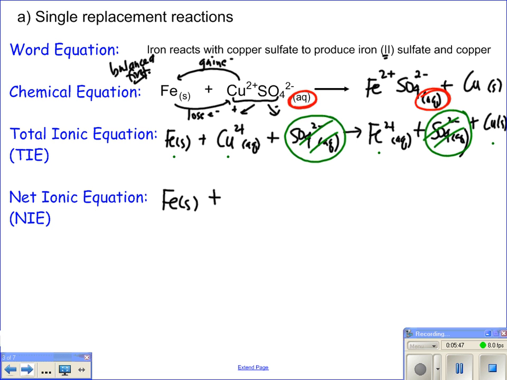So I'll have solid iron reacting with copper ions to produce iron 2 ions and neutral elemental copper. And really, that's what's going on in the reaction vessel. That's the change that's taking place. Let's look at another example.